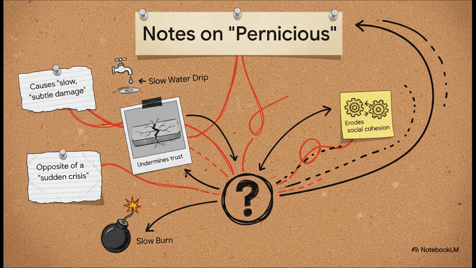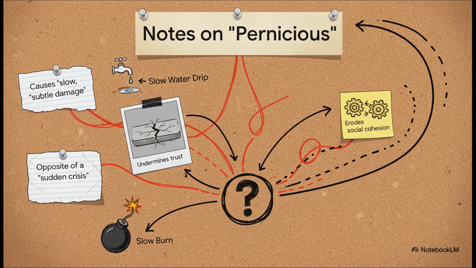Okay, let's go clue hunting. What does the text tell us about this pernicious effect? Well, we get some great examples. It causes slow, subtle damage. It undermines trust, and it erodes social cohesion. All of those sound pretty bad, right? So we know it's negative.